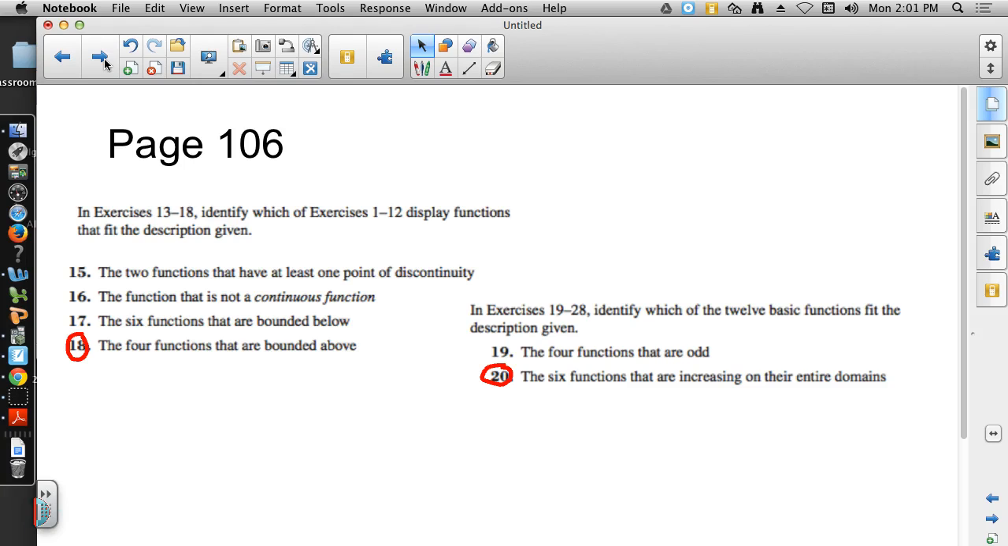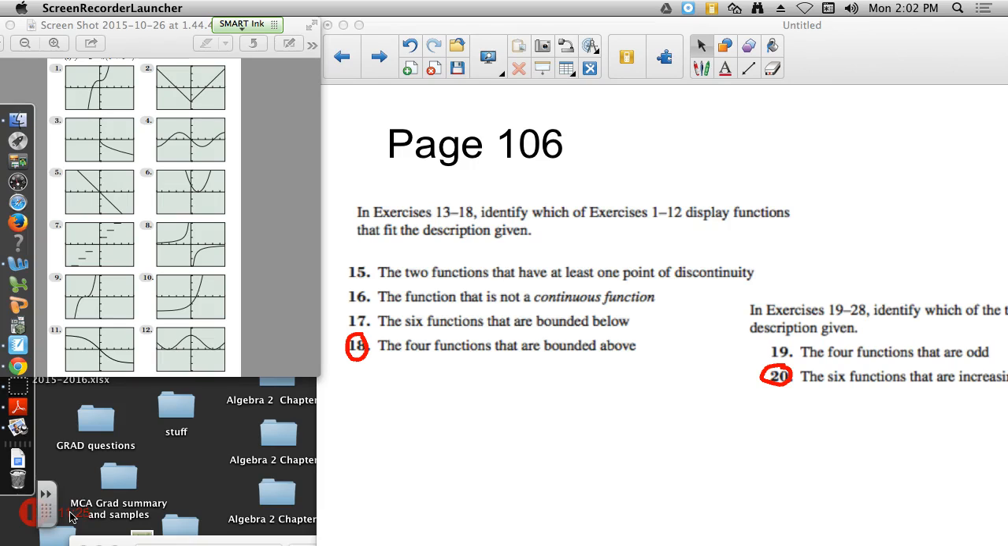Next up, in 13 through 18, identify which of exercises 1 through 12 display functions that fit the description given. So I'll grab that graphic and then be right back. For 18, it says the 4 functions that are bounded above. So basically we're saying the 4 functions that won't continue going up forever. Well, this is definitely going up forever, and so is this. Now, 3, that's actually, the graph is starting at 0, 0, and it's going down forever.